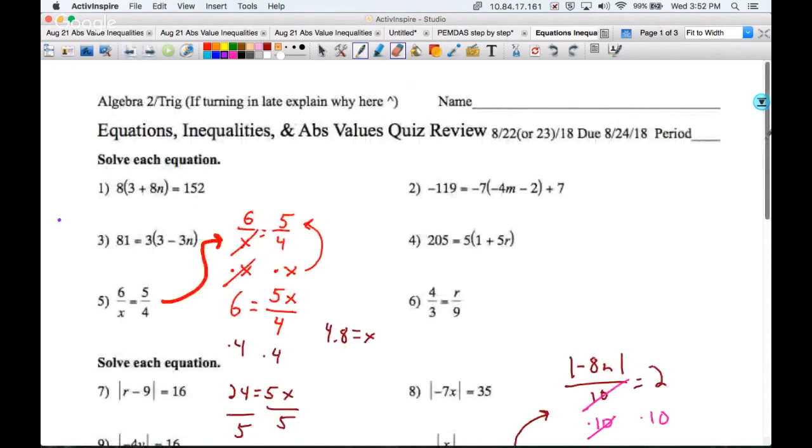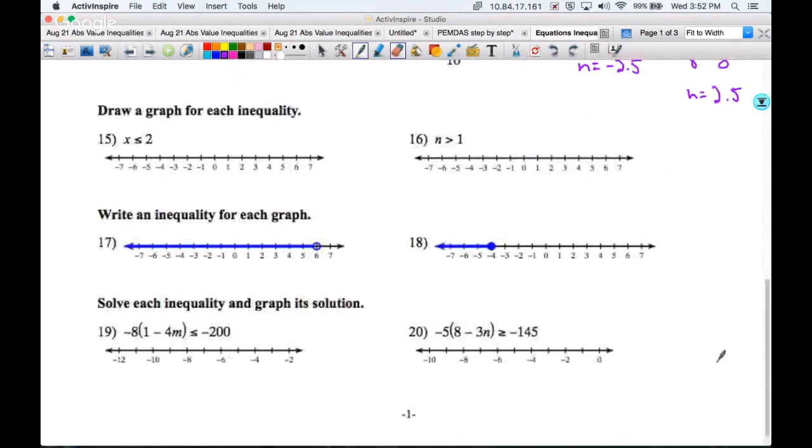All right. Draw a graph for each inequality. x is less than or equal to 2. I go to 2 on my number line and put a dot. I look at the symbol. It has the or equal to, so I fill it in. Variables are on the left-hand side, so I can use the trick that the inequality points in the direction my arrow needs to go. The arrow's coming this way.